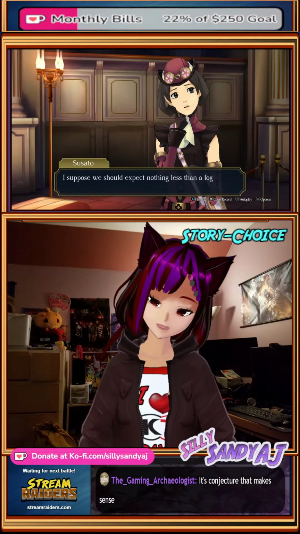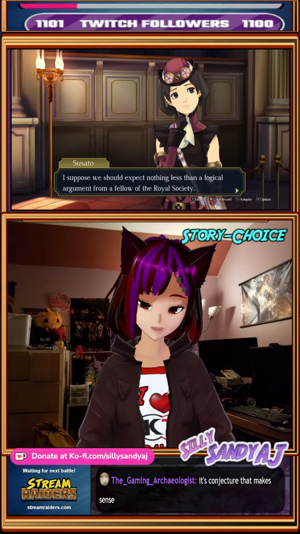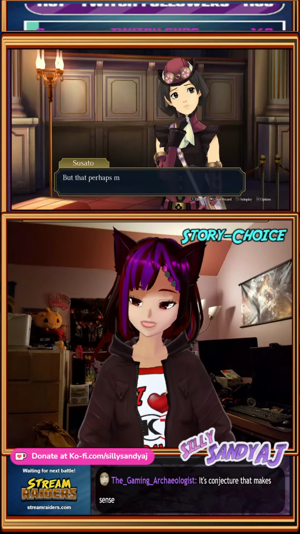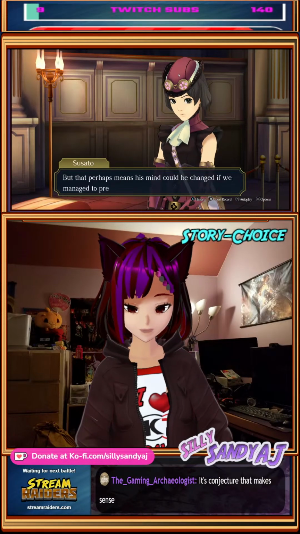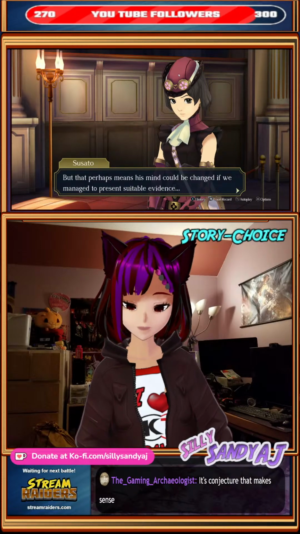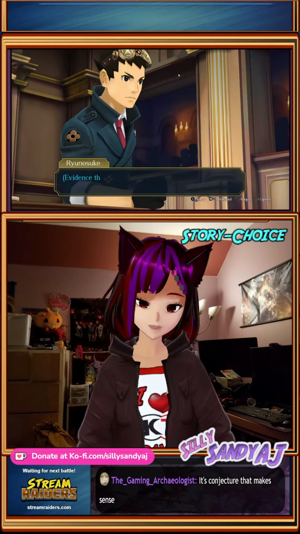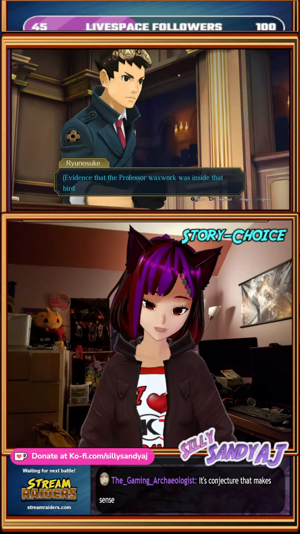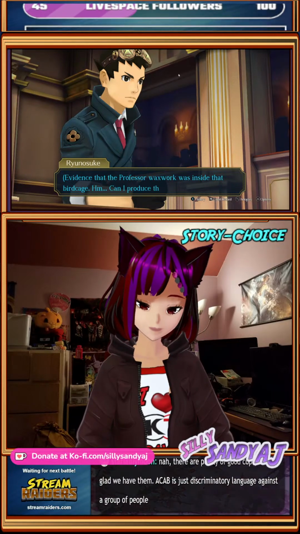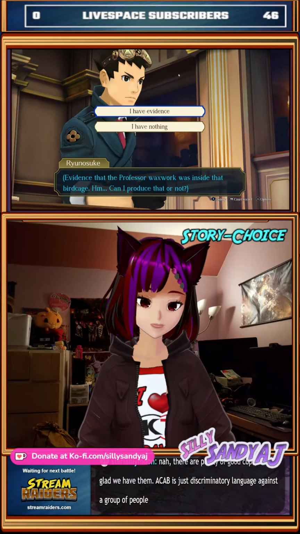I suppose we should expect nothing less from a logical argument of a fellow of the Royal Society. But perhaps that means his mind could be changed if we manage to present suitable evidence. Evidence that the Professor waxwork was inside the birdcage. Can I produce that or not?